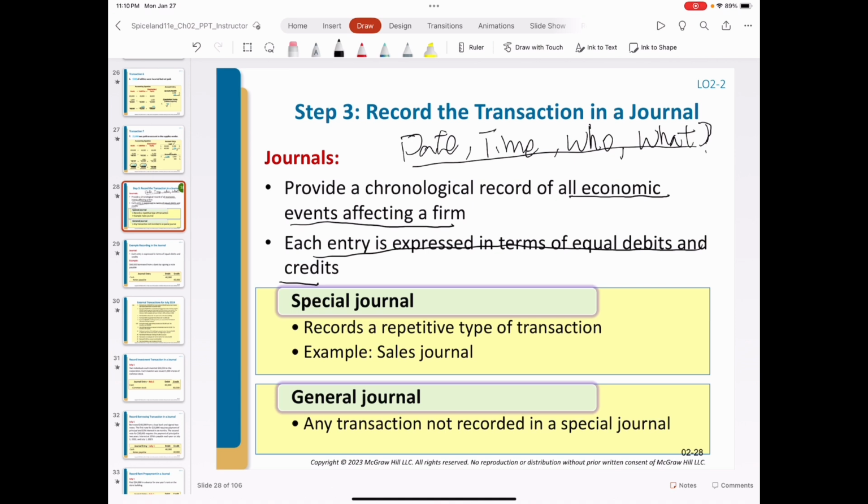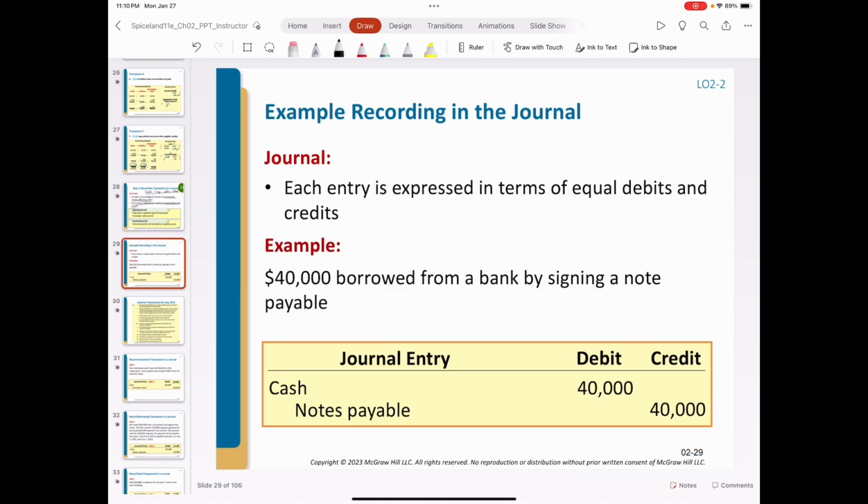There are special journals and general journals. Here, in the example, I focus on the general journal. Later, I will introduce what a special journal is. Let's first just do a trial of how to make journal entries. $40,000 borrowed from banks by signing a notes payable.